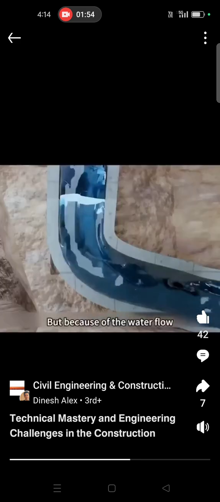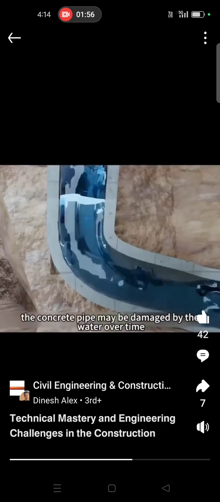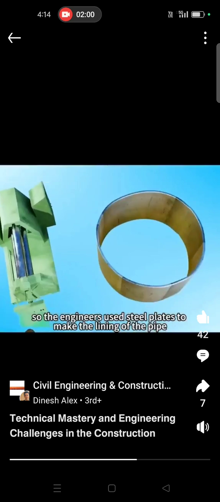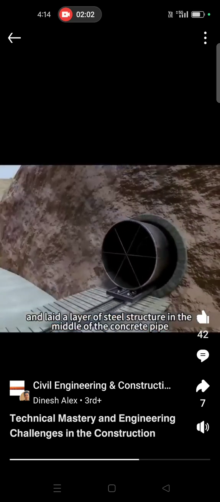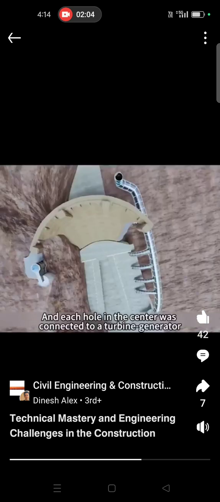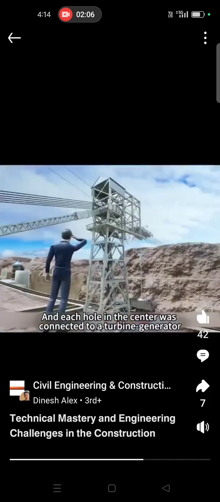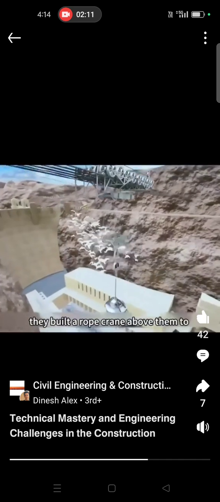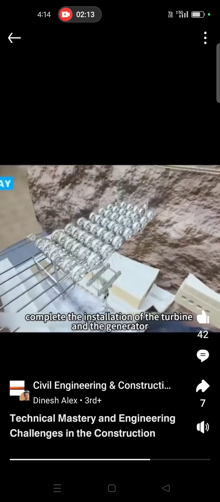But because of water flow, the concrete pipe may be damaged by the water over time, so the engineers used steel plates to make the lining of the pipe and laid a layer of steel structure in the middle of the concrete pipe. And each hole in the center was connected to a turbine generator, and at the time, because both the turbine and the generator were so heavy, they built a rope crane above them to complete the installation of the turbine and the generator.